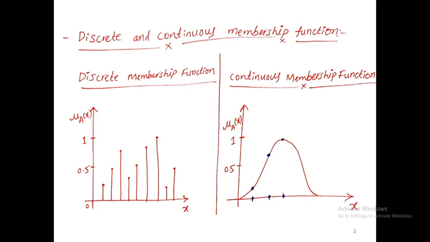The second line represents the second element on the x-axis. That means in the fuzzy set A, for the second element x on the x-axis, the corresponding membership value on the y-axis is 0.5. If you take the third line, it is the third point in the fuzzy set A, and the corresponding fuzzy value is 0.75. Likewise, all these are discrete.